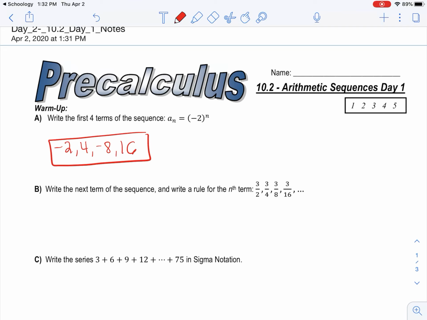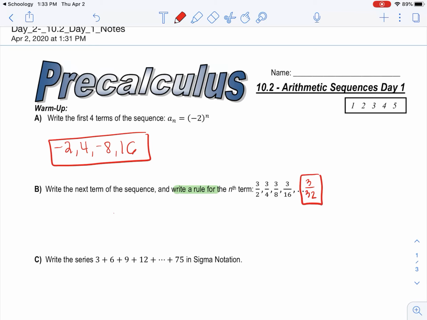B, write the next terms of the sequence and write a rule for the nth term. So whenever you see write a rule, that just means write an equation that represents what's going on right there. So let's first find our next term. There clearly is going to be a 3 in the numerator. And then in the denominator, let's see what's happening. It looks like it's multiplying by 2, so 32. So we got 3 over 32.